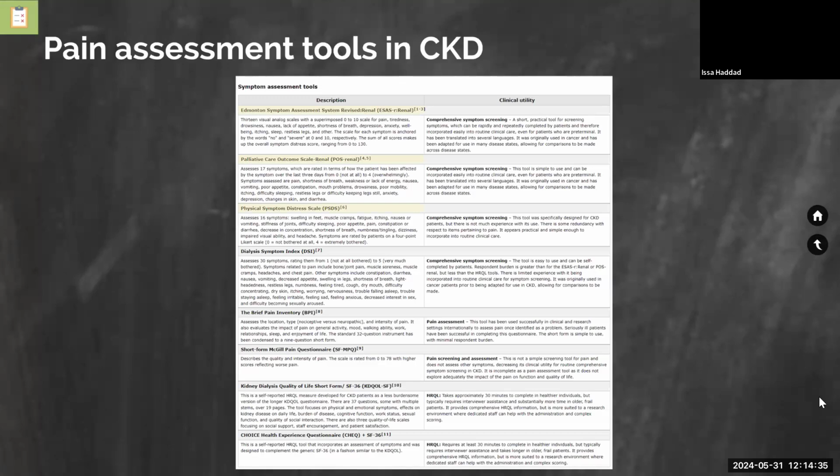One of them, for example, the Mental Symptom Assessment, Revised Renal, Palliative Care Outcomes, Care Renal, they have different names, and some of them are easy, short ones that can be applied in routine care in the clinic, but others are more for research purposes, where they take around 30 minutes. They ask multiple questions, some with 20 plus questions. For example, the physical symptom distress scale was specifically designed for CKD patients, but we don't really apply it much.